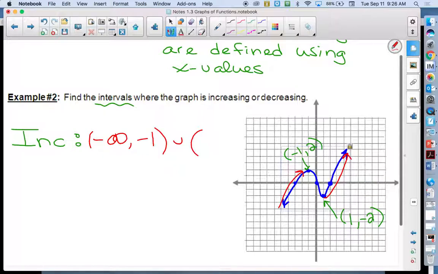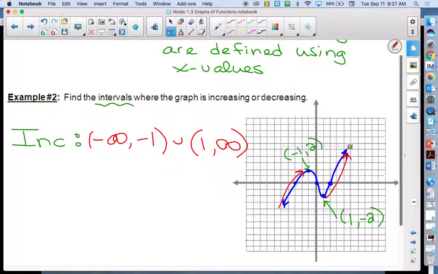Emma, what's the other section that's increasing on here? Where's that start? Starts at 1 and goes to positive. Right, it starts at 1 and it goes to positive infinity. And again, you're describing the horizontal distance for the x that's happening. So even though, yes, it's going up, we're not using y values, we're describing that distance horizontally. So the two increasing intervals are from negative infinity to negative 1 and positive 1 to infinity. Those pieces are going up.